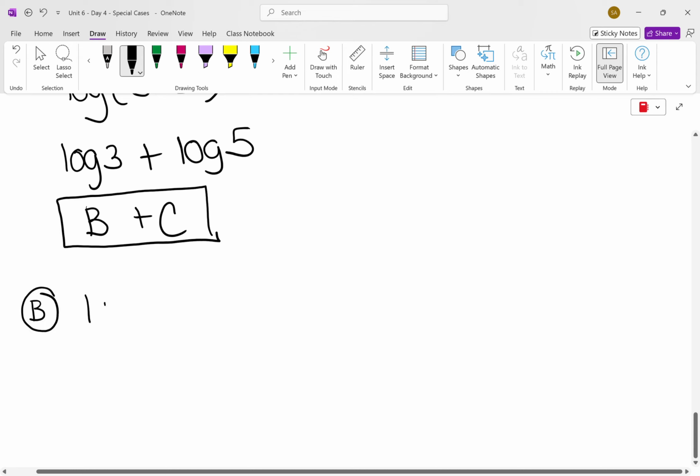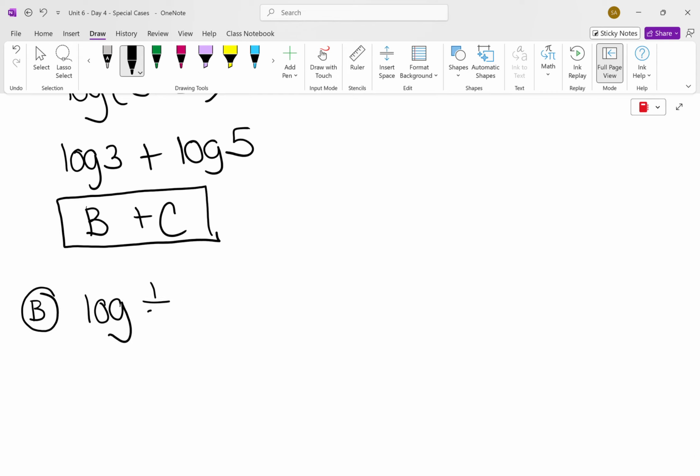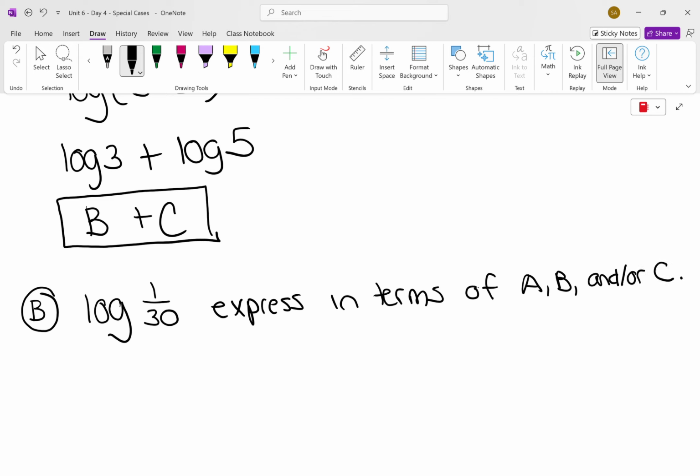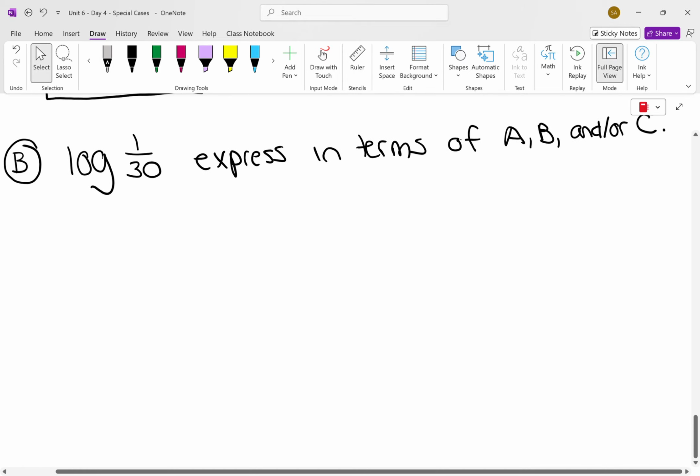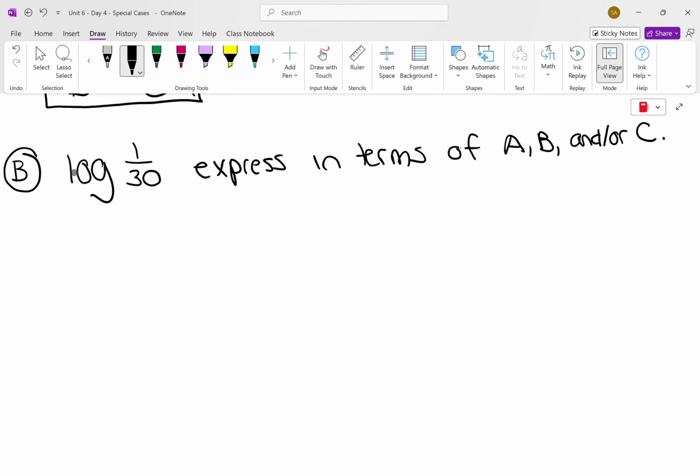Can I keep going to the next problem? Okay, we're using the same given information. And I have log of 1 over 30 expressed in terms of A, B, and/or C. Stay with me. Almost done. One more problem after this.